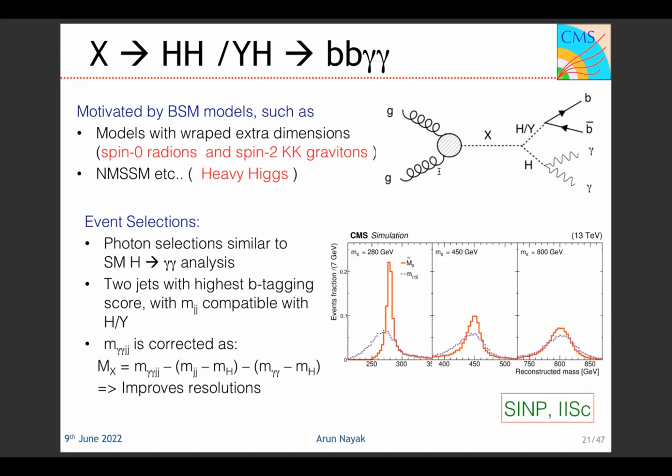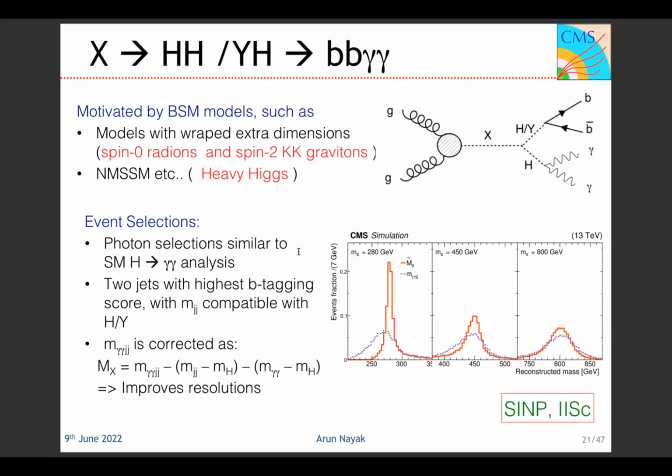So this channel is very useful because the b-bbar enhances the branching fraction, while the photons in the other leg help in tagging or identifying the events, as well as triggering at the trigger level. Otherwise, it's not easy to trigger with only b-bbar.